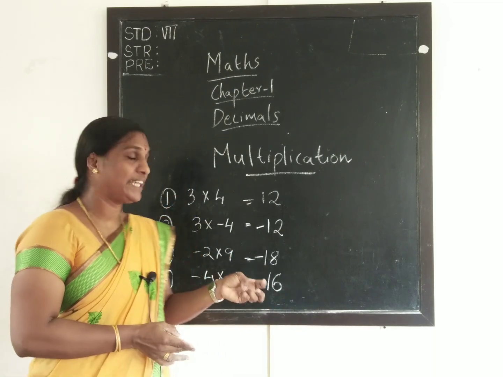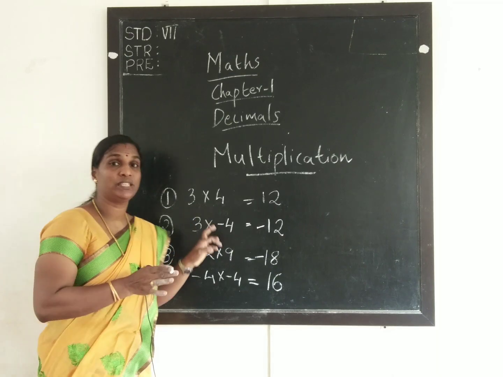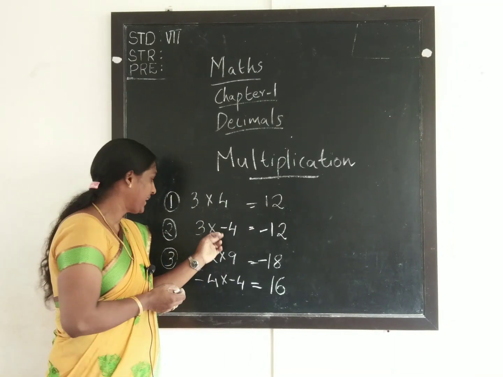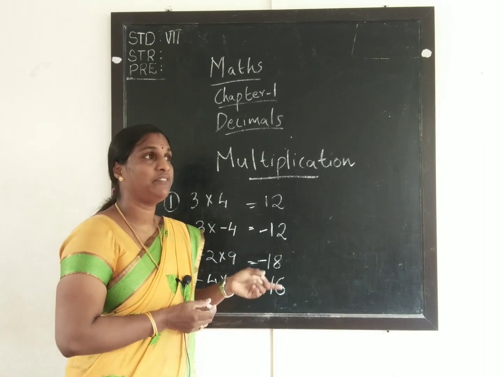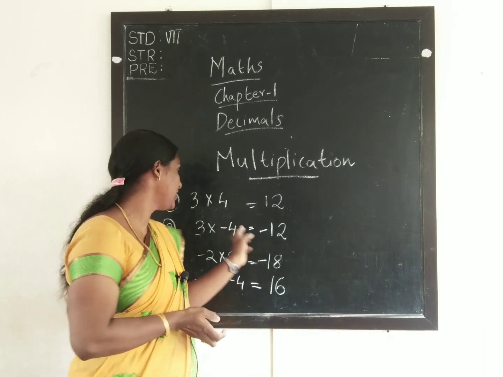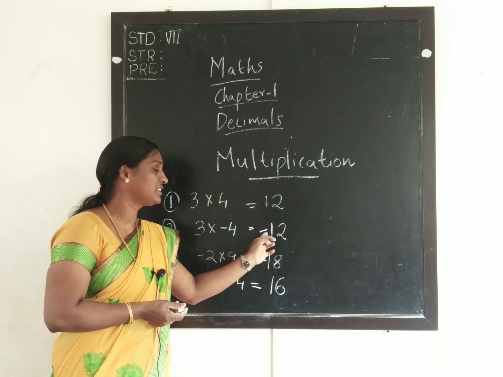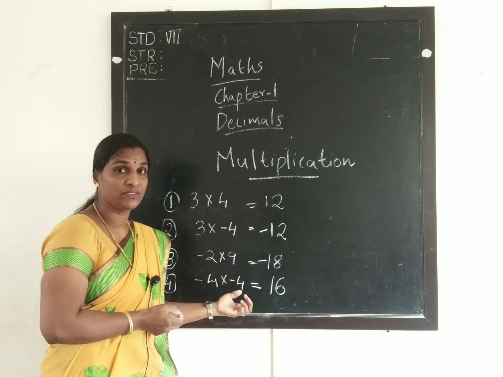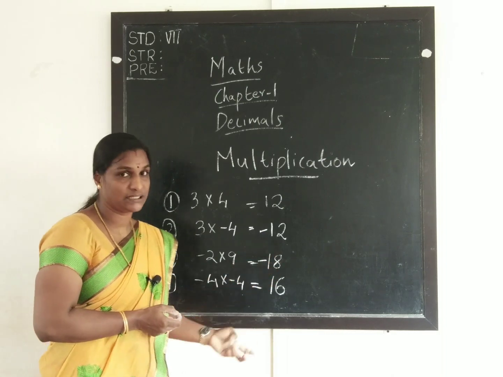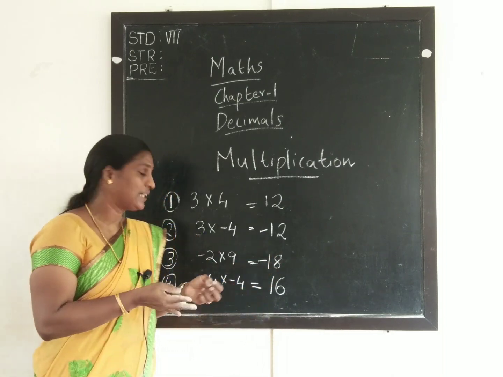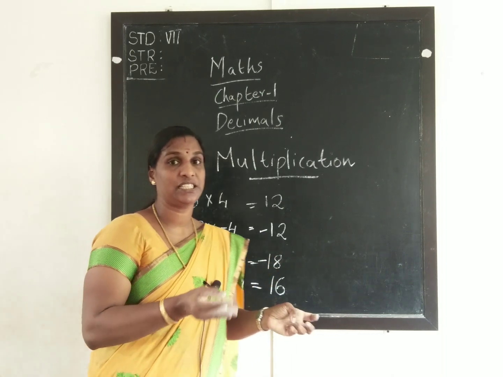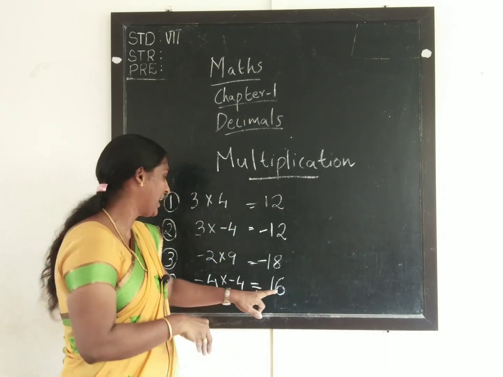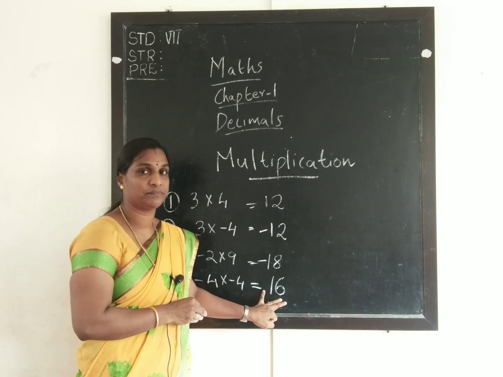So once more I will say, in the first case both numbers are positive, so the answer is also positive. The second case, one number is negative. If there is one negative sign in the question, there will be a negative sign in the product also. Third question also, there is one negative sign, so the answer is also negative. When the question contains two negative signs, the product becomes positive. Negative into negative is positive. So the answer is also positive.